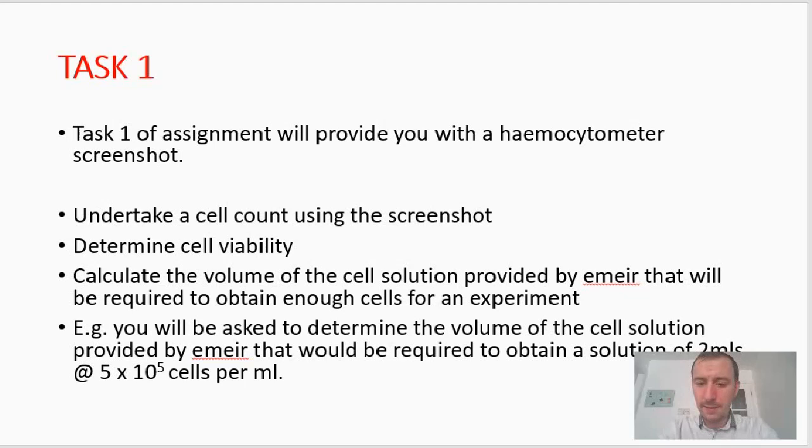For example, you will be asked to determine the volume of the cell solution provided by Emer that would be required to obtain a solution of 2 mils at 10 by 10 to the 5 cells per mil. And that part of the assignment will be worth 20 marks. And you'll find this in the answer book.